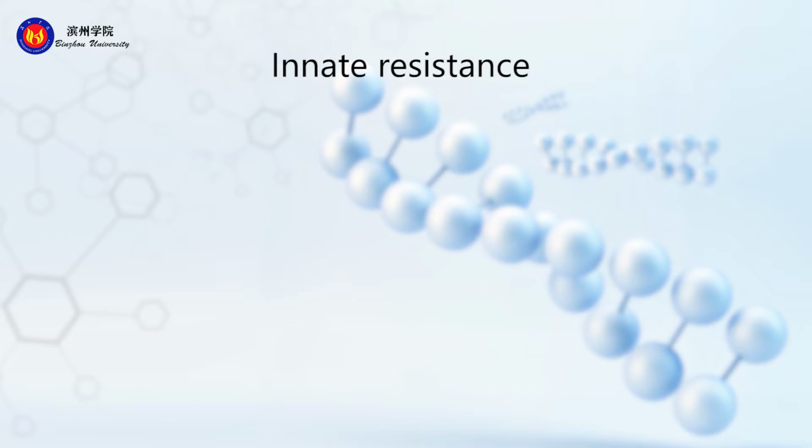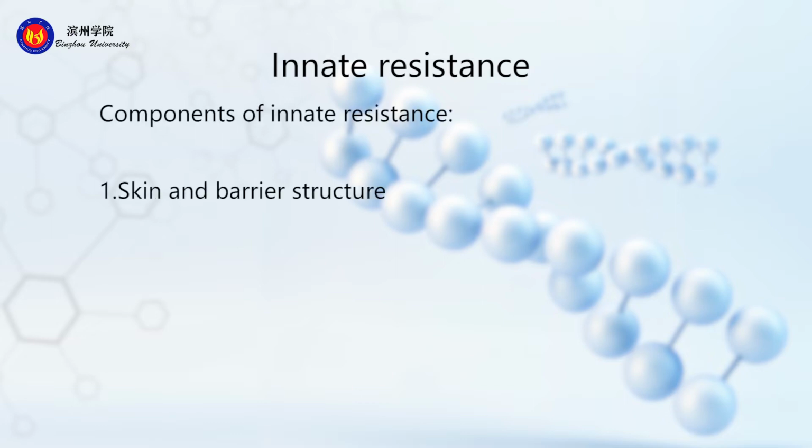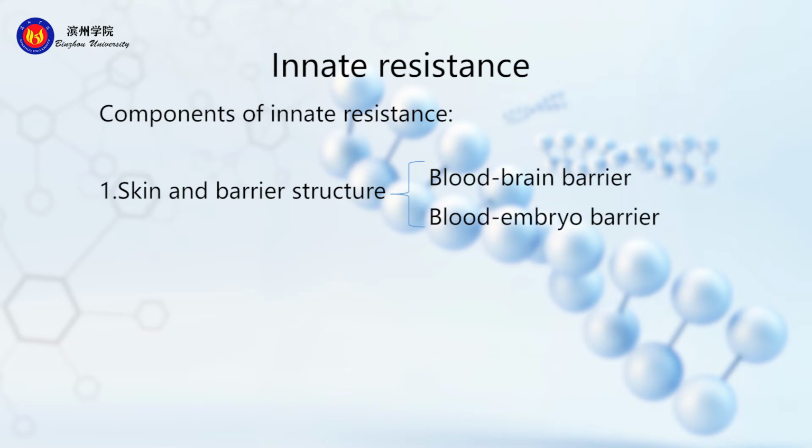Let's take a look at the components of innate resistance. Firstly, skin and barrier structure. The barrier structure can be further classified into blood-brain barrier and blood-embryo barrier. Secondly, phagocytes and phagocytosis.